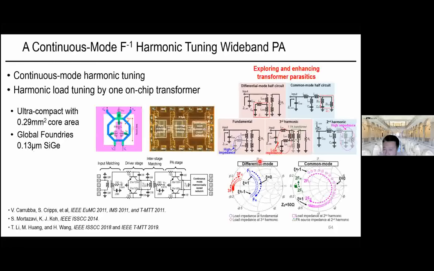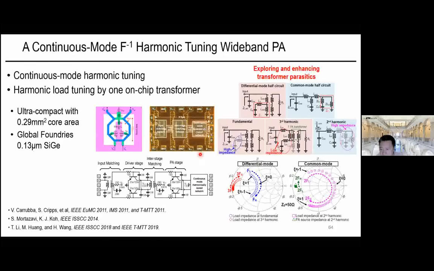And also, because it's a class F inverse, the signal harmonic at the PA output is actually being emphasized. And we know that this will lead to poor PA linearity if we don't do anything about it. So in this particular design, we also used an input signal harmonic short to suppress the remixing of the signal harmonic feedback with the fundamental inputs, and then reduce the resulting IM3 components and improve the linearity of the PA.